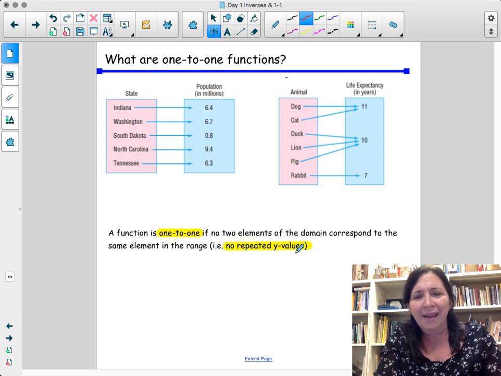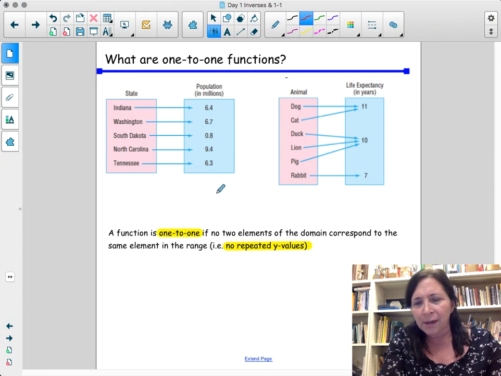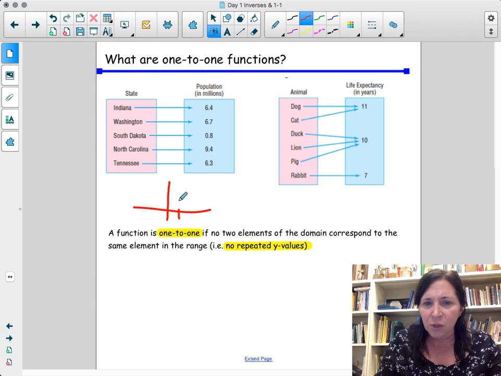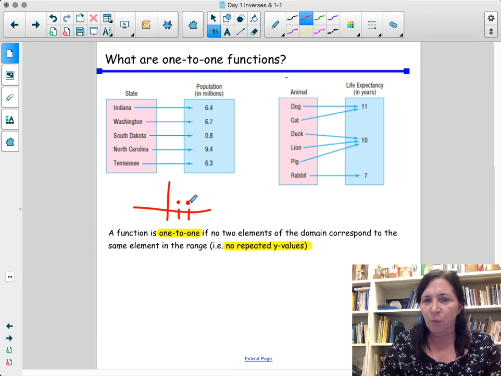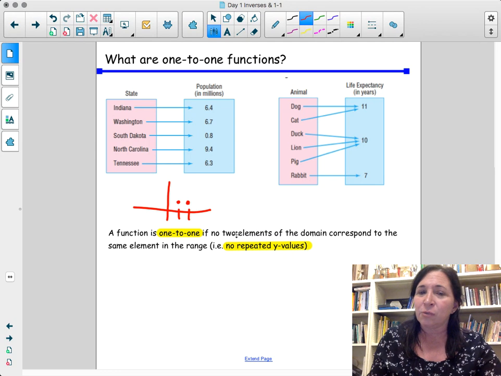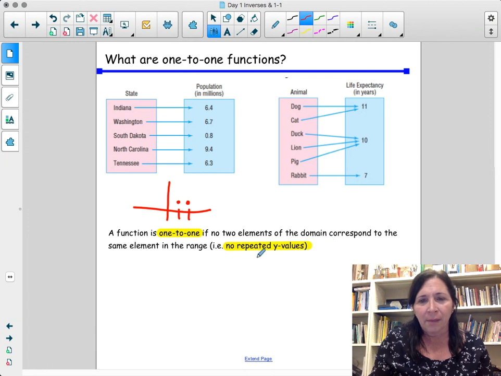You cannot have any repeated y values. So for something to be one-to-one, it would need to look like for every one value of x, you have a value of y, but you can't have another value of y for you to have a function that is one-to-one. So for a function to be one-to-one, you can't have more than one repeated y value.